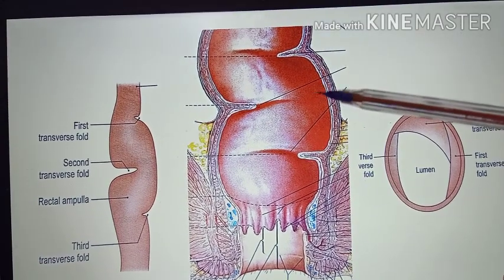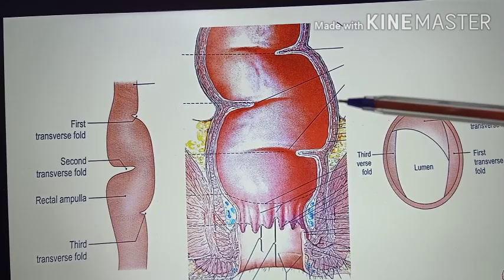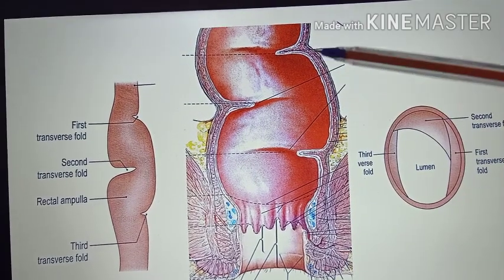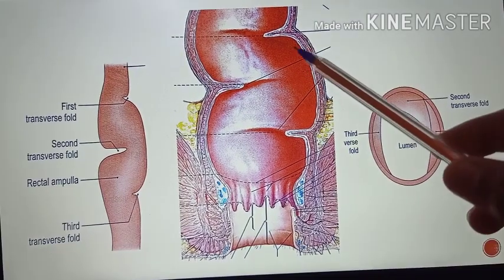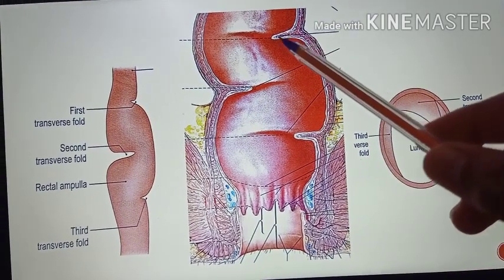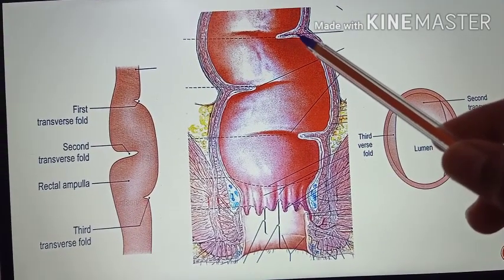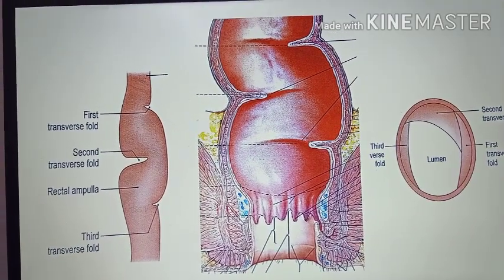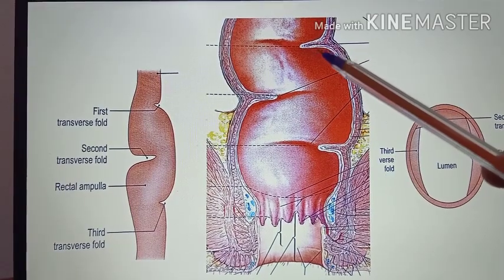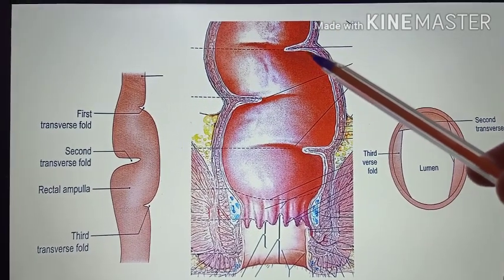They are actually 3 in number. 2 are on the left side and 1 is on the right side. Now coming to the first transverse fold or the first Houston's valve. It is situated close to the rectosigmoid junction.